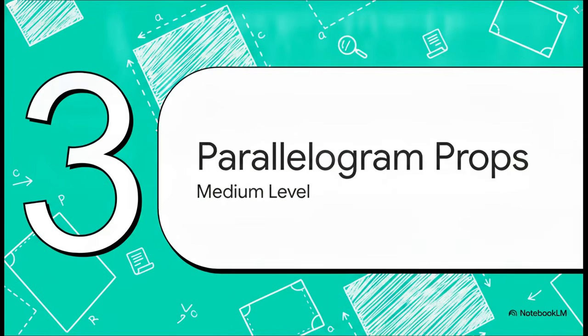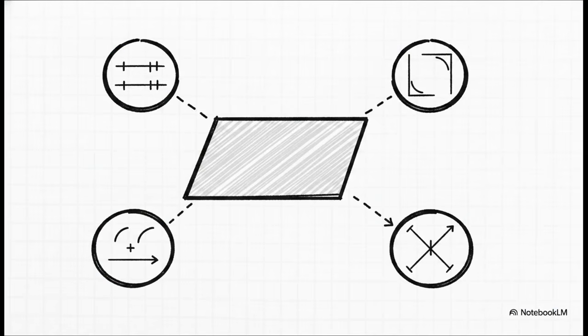Welcome back. Let's dive right into Phase 3, Parallelogram Properties Explained. These next 4 rules, they are the absolute keys to unlocking this whole mystery. If a shape is a parallelogram, these rules are strictly non-negotiable. First, the opposite sides are both parallel and equal in length, meaning they're congruent.